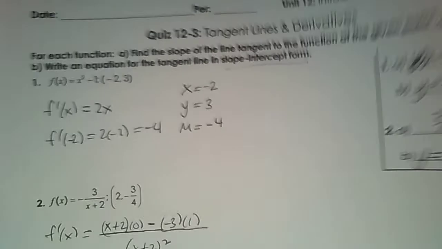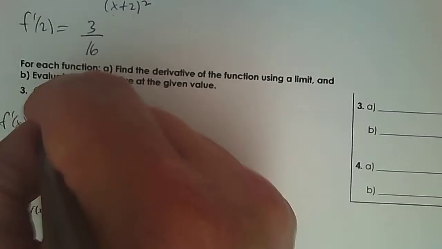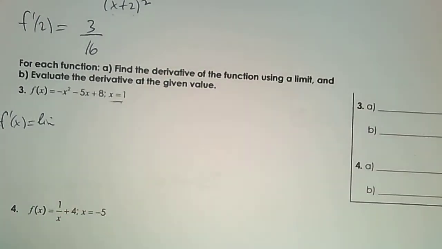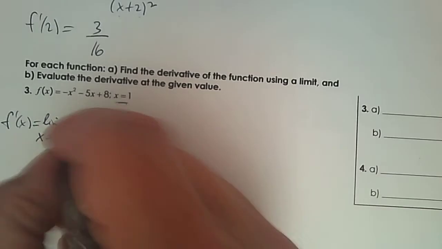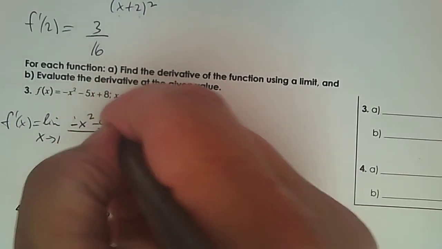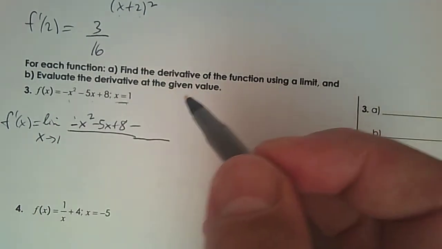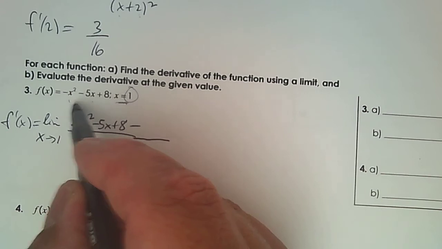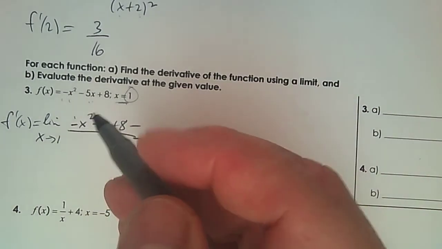All right, for each one, find the derivative using a limit. So it tells me I need to use a limit, so I'll do that then. To find this using limits, it's exactly at x equals 1, so I'm going to use the little limit shortcut there. As x approaches 1, of f at x, which is negative x squared, subtract 5x plus 8, subtract, plug 1 in. So if I plug 1 in, I get negative 1, I get negative 5, and then plus 8, so that's 3.